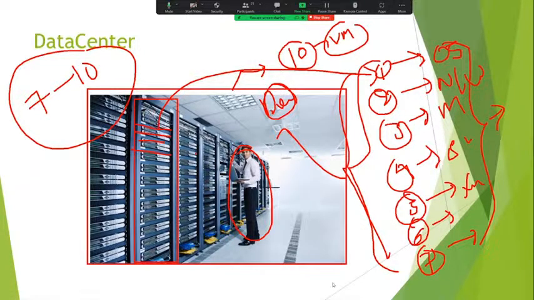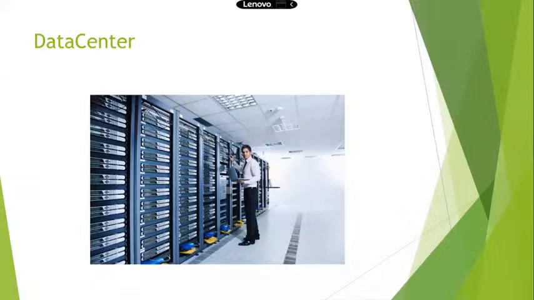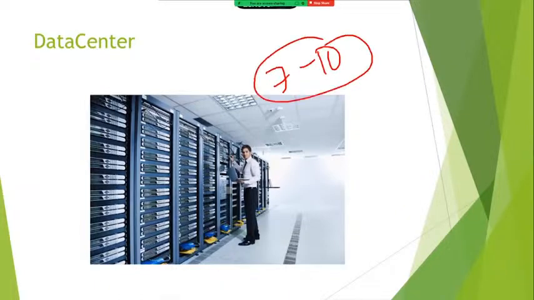This is a burden to the organization. Why? Because if it takes 7 to 10 days, it is very difficult. Nowadays everything is happening instantly, right? Apart from that, we have to manage the Windows team, I mean the operating system team, and next the networking team.